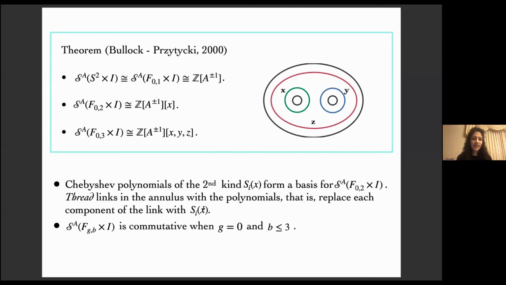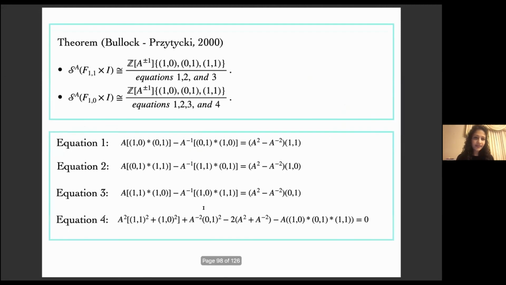All skein algebras of thickened surfaces are commutative if the surface is a genus 0 surface and the number of boundary components is less than or equal to 3. And of course, the Kauffman bracket skein algebra of a thickened surface is always commutative when A is plus or minus 1. So these are examples of some commutative Kauffman bracket skein algebras.